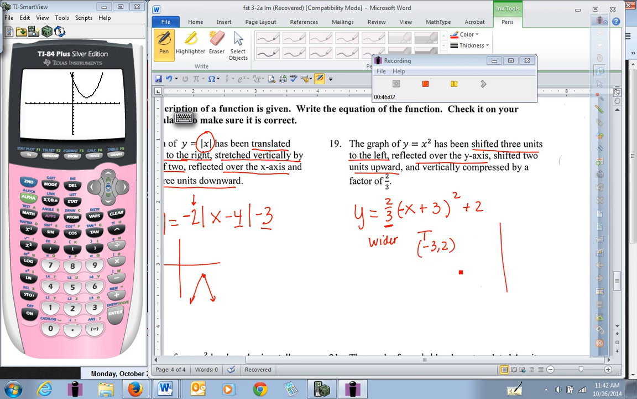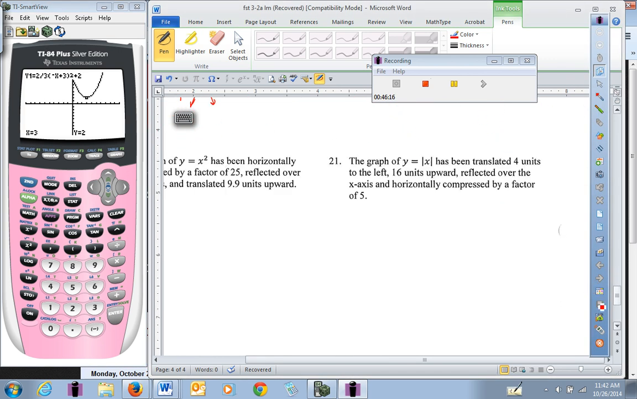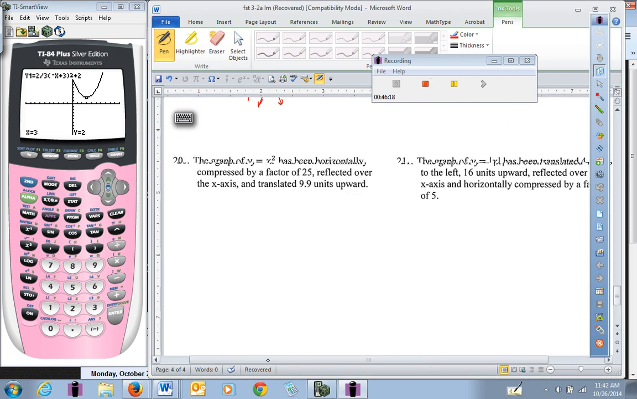because that got reflected over the y-axis, and so now it's back here at 3, 2, and then it's opening up and it's kind of wide. So let's check the point 3, 2 and see if we're right. And we are.